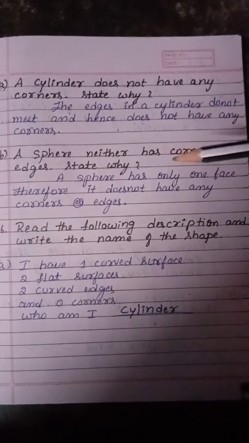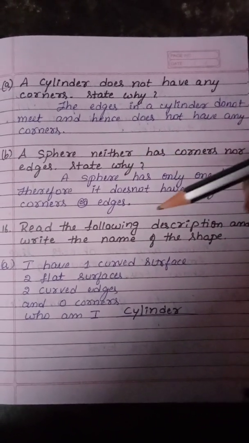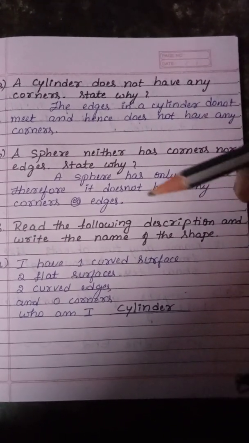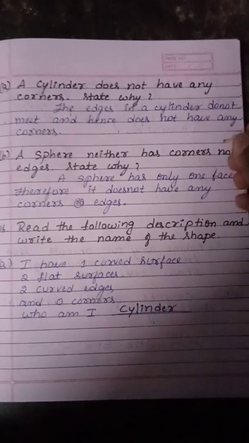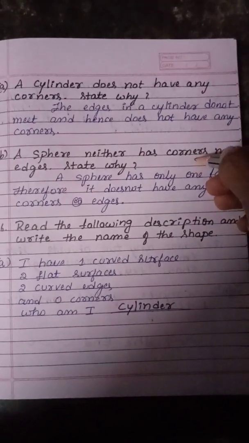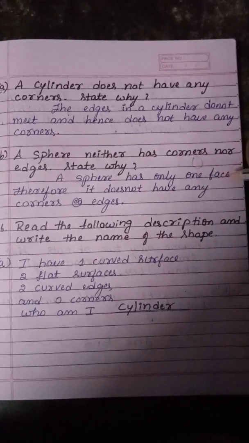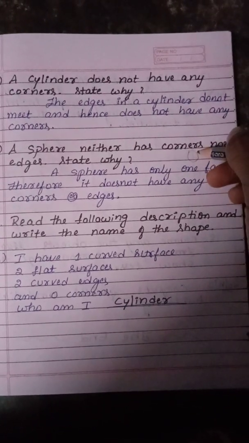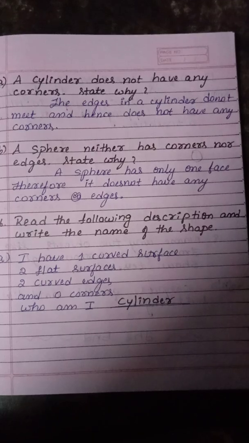A sphere has neither corners nor edges. State why. A sphere has only one face, therefore it does not have any corners. See here, only one face. Therefore it does not have any corners or edges. You can observe here there are no corners and no edges.